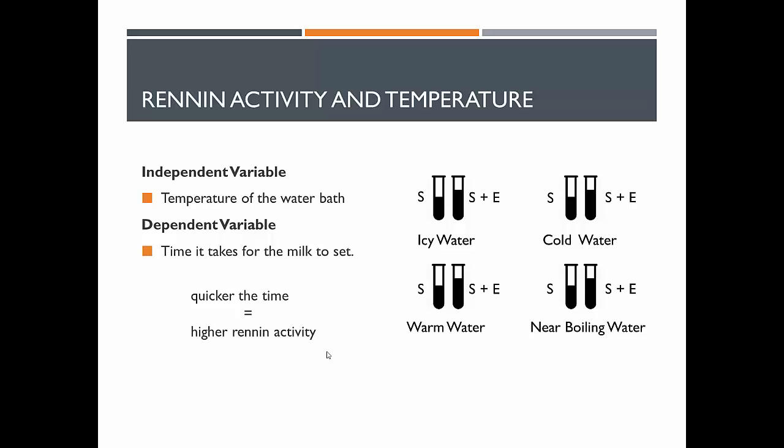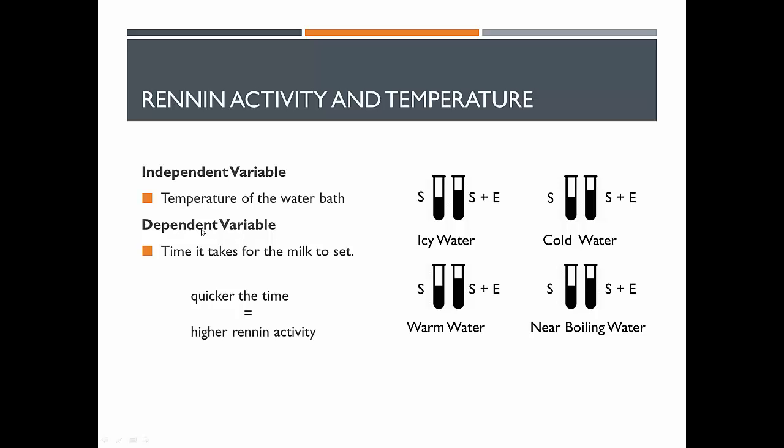In each experiment, in order to be a valid experiment, we need to have easily identifiable variables. And so the first one in this one is the independent variable. The independent variable is going to be the thing that we are able to determine. It's the thing that we want to test. So we have icy water, cold water, warm water, near boiling water. We made the decision to make them those temperatures.